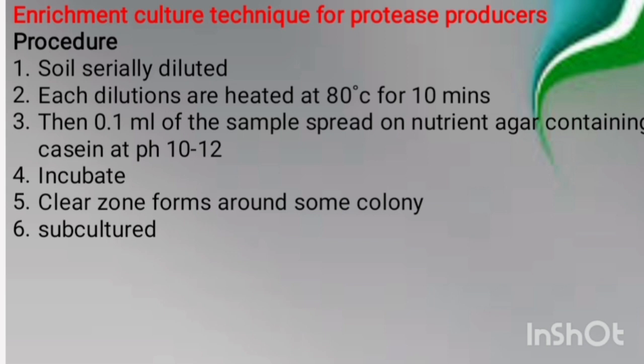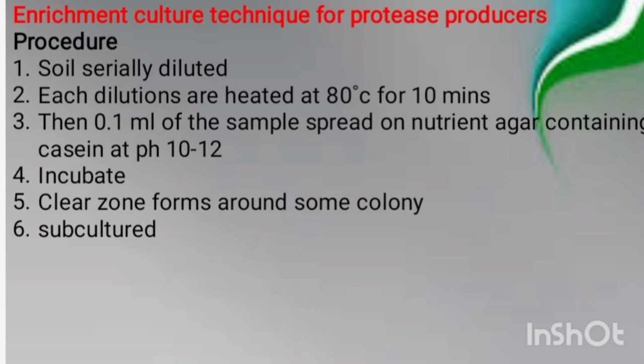Then 0.1 ml of the sample is spread on nutrient agar that contains the protein casein. The medium pH is 10 to 12. So the media contains casein protein. Then incubate the plate. After the incubation, a clear zone forms around the colony, and it is subcultured. That colony has the ability to produce the protease enzyme.